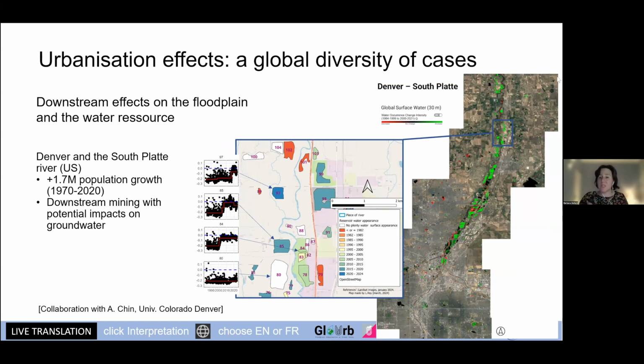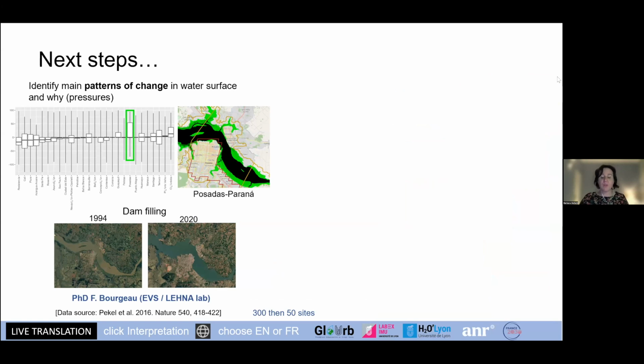And this is associated with the extraction of sediment in the floodplains, which then fill up with water, because they're basically raising the underground water table because they're exploiting the residues.